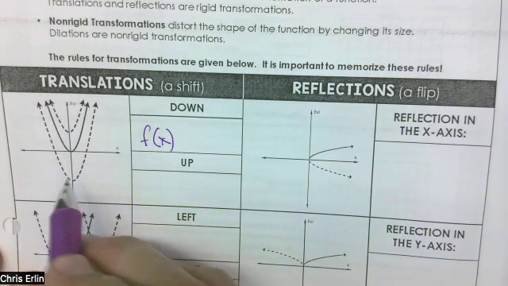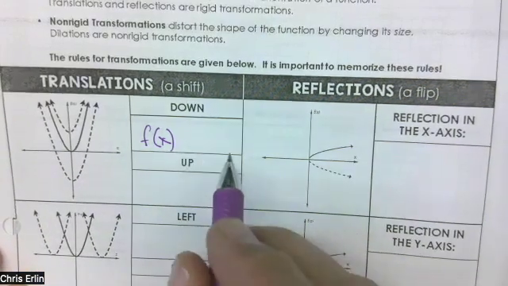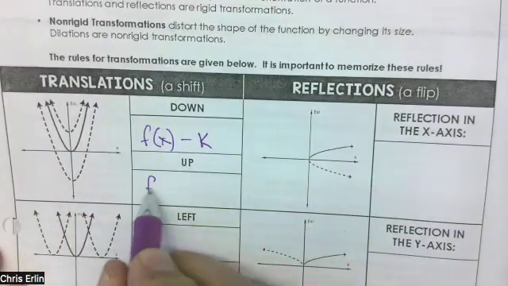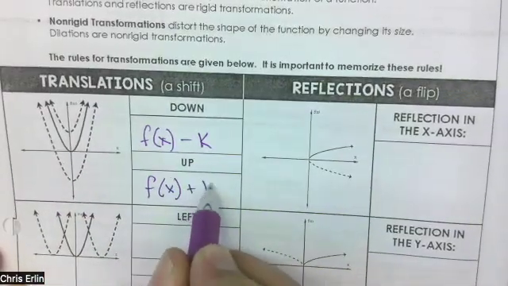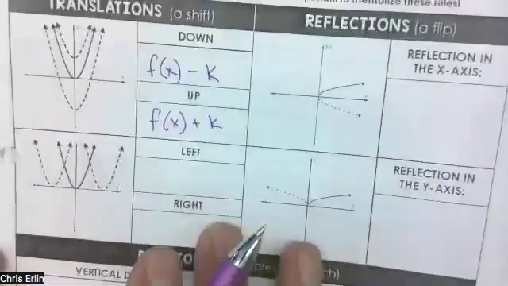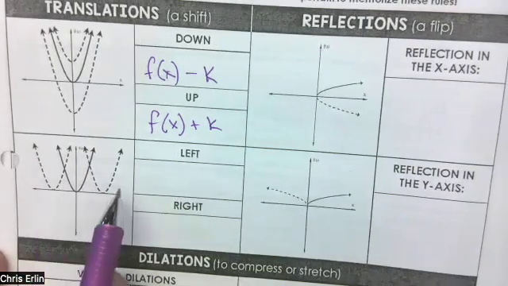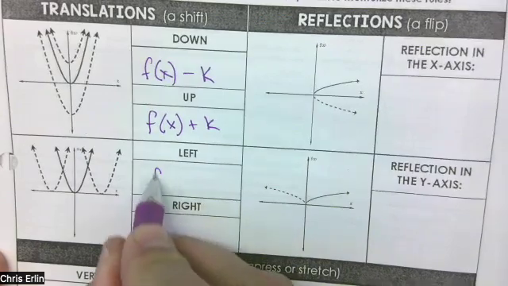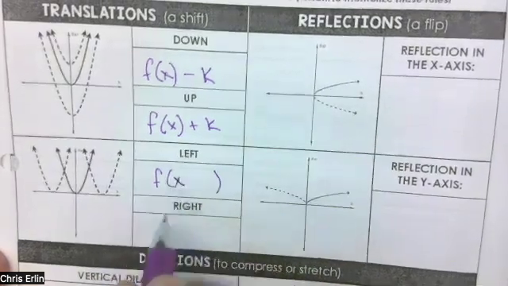If we want it to shift down, are we adding or subtracting a k value? Good, minus k. If we want it to go up, we're adding k. It's outside of the function, so it affects the y value. If instead we want it to move left and right, that's impacting the x value. As a result, it's going to be in with the x.